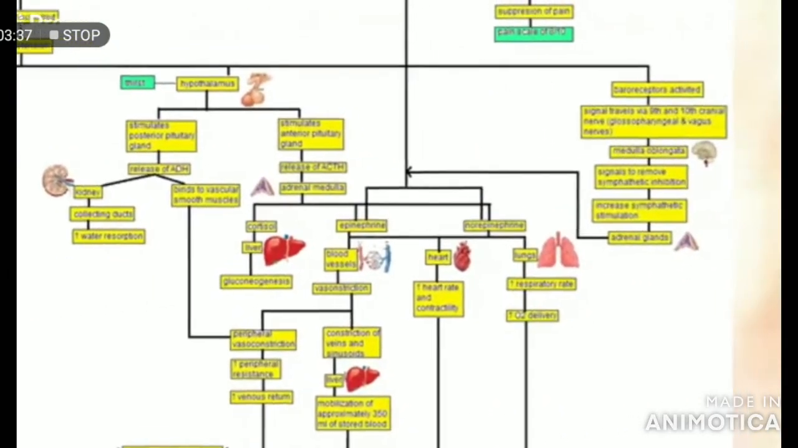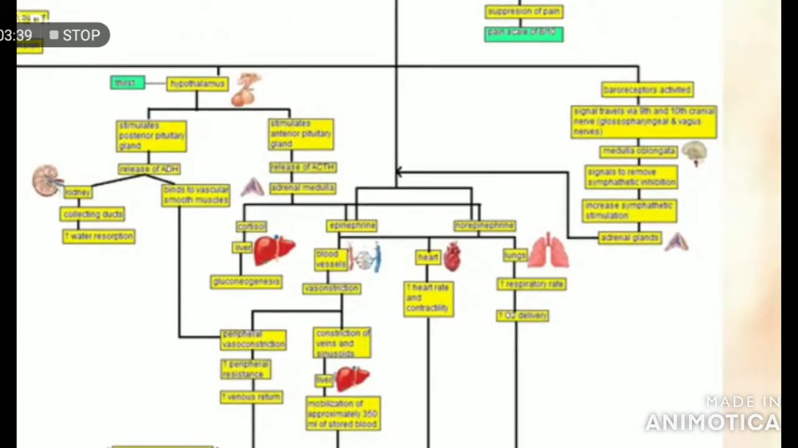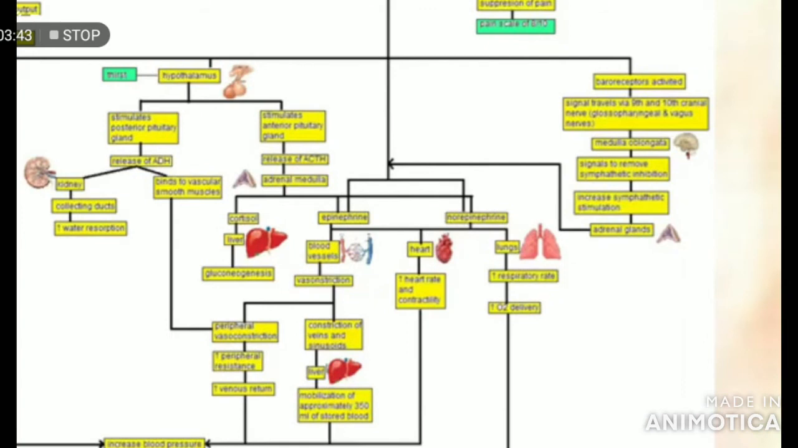Let's go to the hypothalamus mechanism of action to increase the blood pressure. So when there is hypotension, it triggers the hypothalamus, and patient.